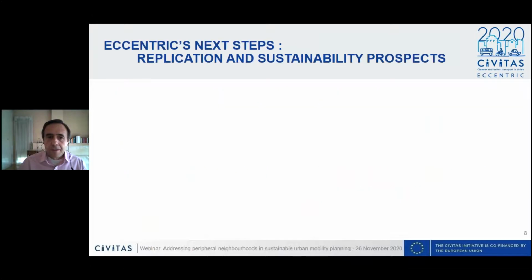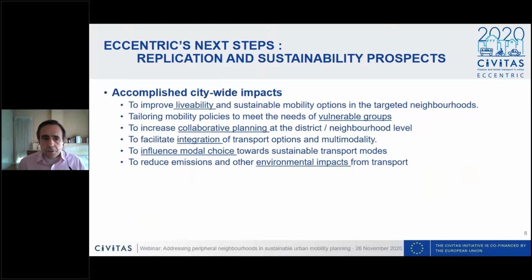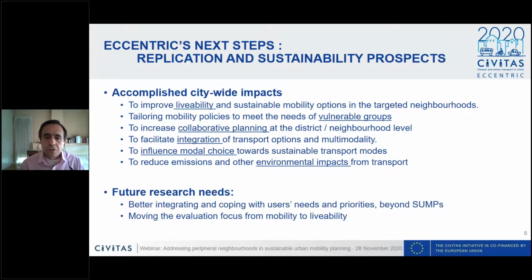So I think we have accomplished a lot in Madrid and in Excentrics in terms of improving livability, in terms of meeting the needs of vulnerable groups, advancing in collaborative planning, integrating our different transport services and influencing modal choice. And of course, additionally, we got some good results in terms of environmental impacts, but there is something else to do.